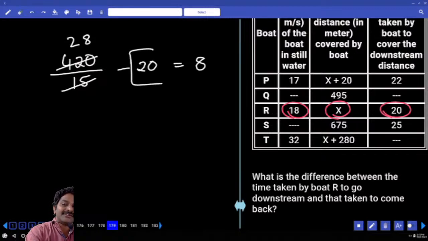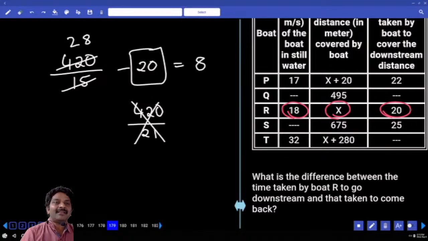Again, instead of this, you are supposed to write the distance covered, 420, by the downstream speed, which is equal to 21. Instead of this, that value is directly mentioned in the table. We can take it directly.